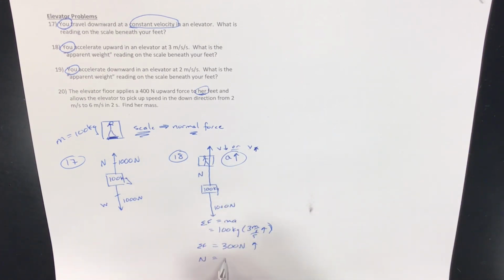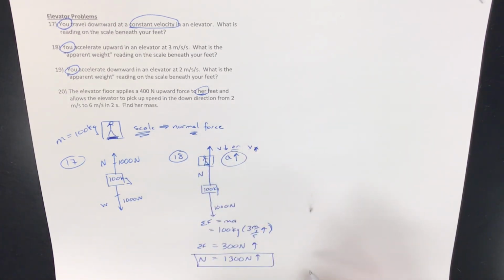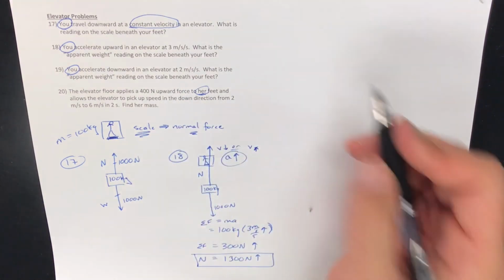So the normal force would be 1,300 newtons upward. Or the apparent weight would be down, I guess. But its normal force is 1,300 newtons up. And the force from your feet on the floor would be 1,300 newtons down. 1,000, 1,300, 0 and 3. We're noticing a pattern here.